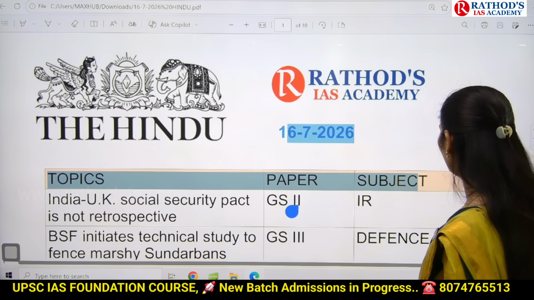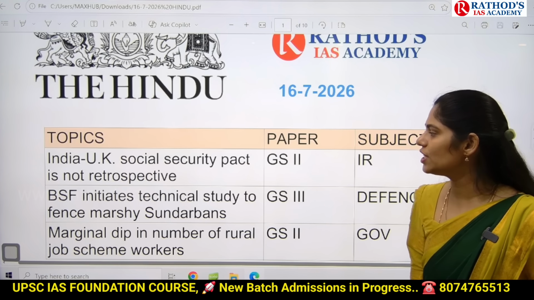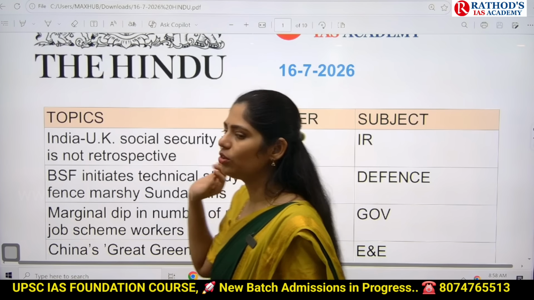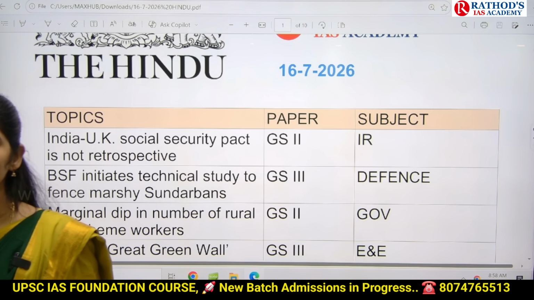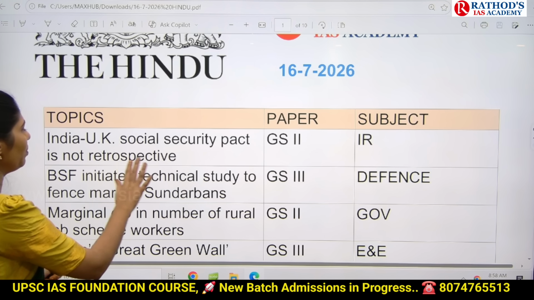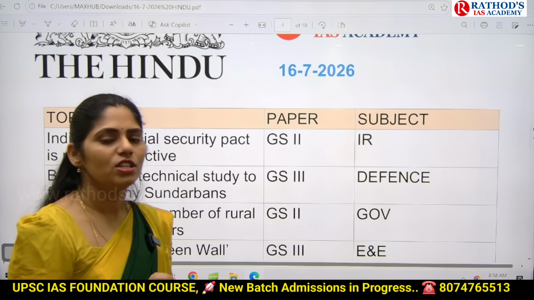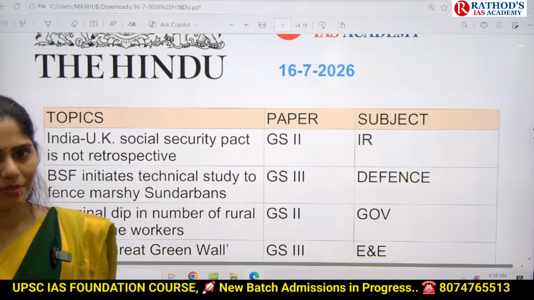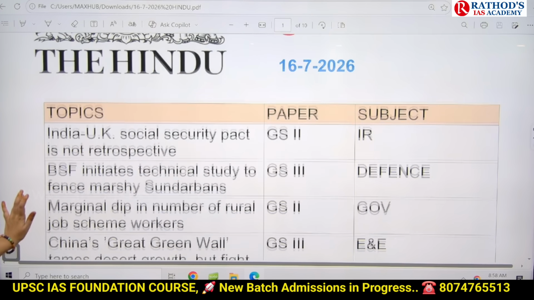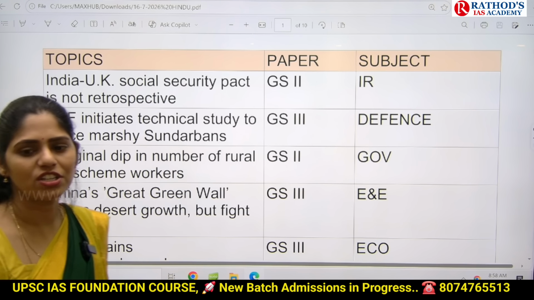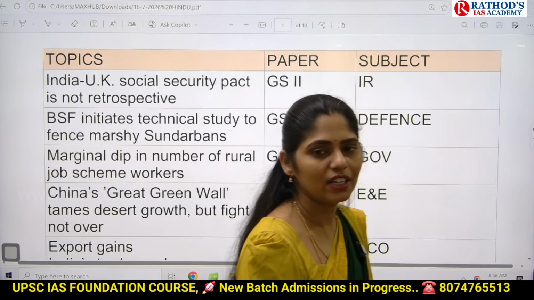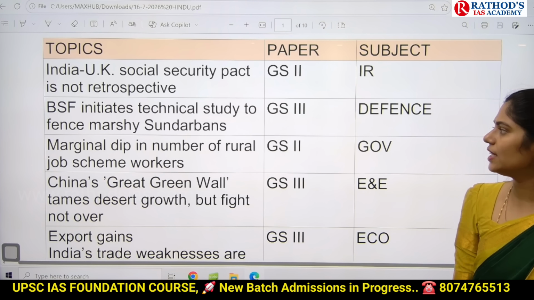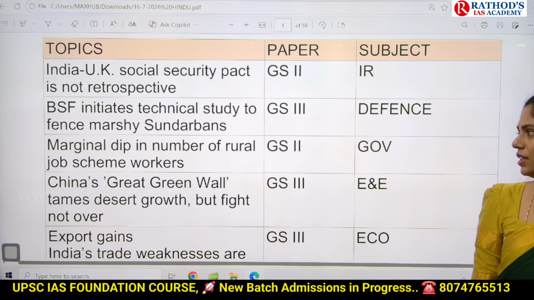The first topic we are going to see in this class is about the India-UK Social Security Pact. It is not retrospective. So here you have to know that concept of DCC that we saw in yesterday's class, and one important word called retrospective. On this UPSC can ask you a question. Already we discussed how questions can be asked from this topic in yesterday's class. And this topic is important from GS paper 2 under international relations because it is part of the trade deal between India and UK.